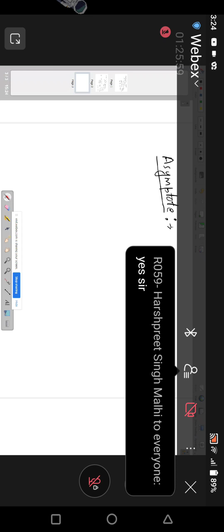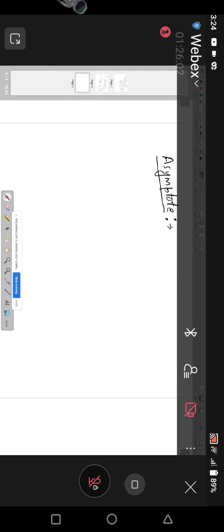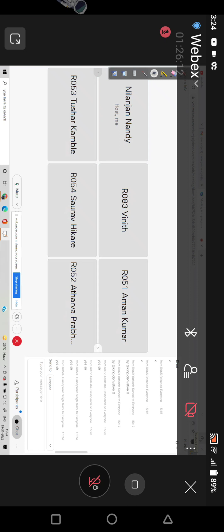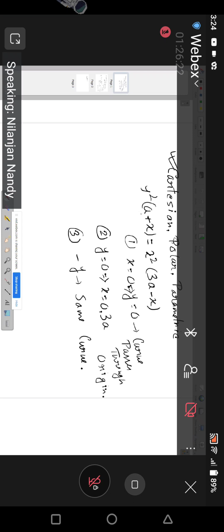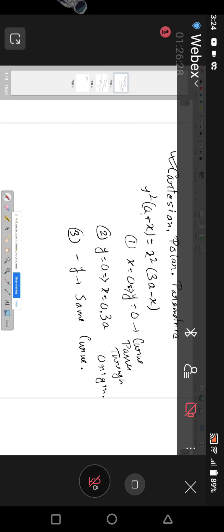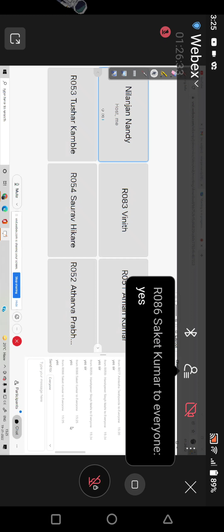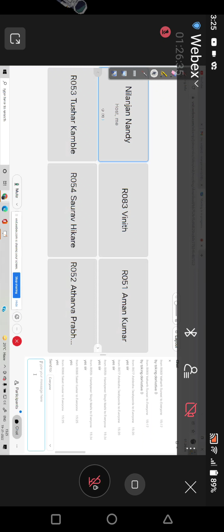So we'll be discussing the asymptote. Can anyone tell me, is there any asymptote parallel to the y-axis in this curve? This is the curve. Is there any asymptote parallel to the y-axis? Anyone?